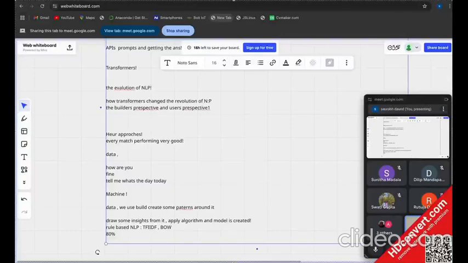So on a very classical level, when I want to train a particular NLP model, what are the different things that I actually require? We'll be doing every single part of that.